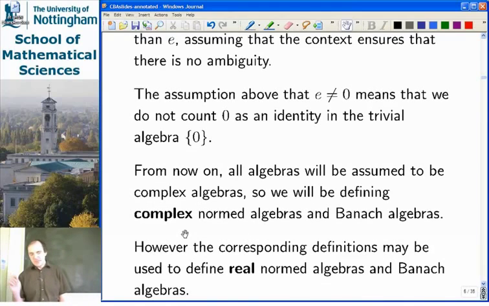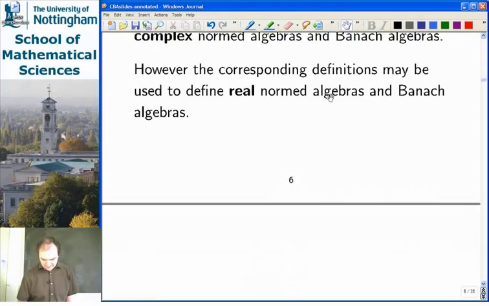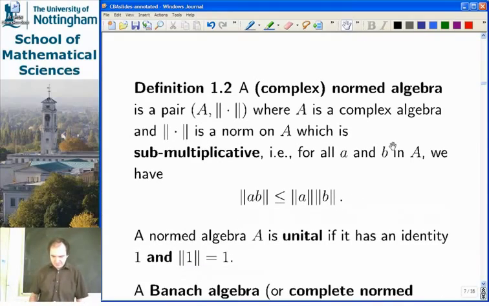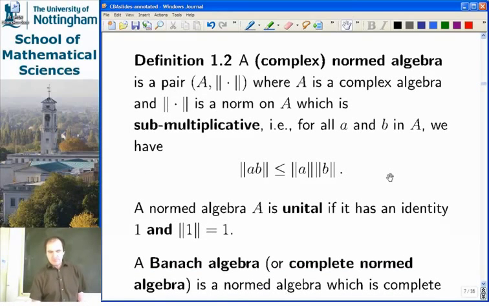So we're going to do complex normed algebras, complex Banach algebras, and anytime I talk about that, if you want to know what real normed algebras are, you just replace complex with real, and you get the same definition. So here is the bit where you insist on the multiplication being compatible with the norm, or the norm being compatible with the multiplication. It's pretty much the same as saying that multiplication is continuous as a map from A cross A to A. And it's actually the same as that up to a constant.